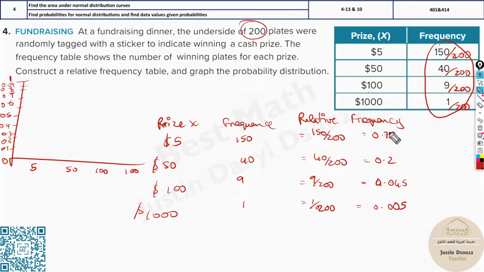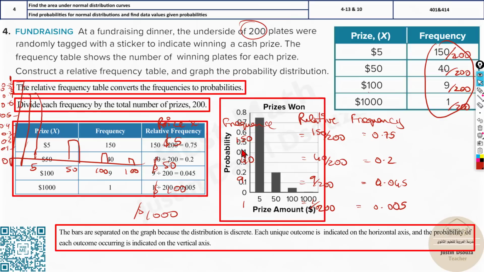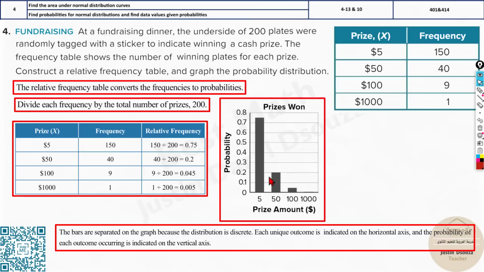Now, 0.75 is where? At $5, somewhere over here, and you need to draw a bar graph like that. And 0.2 is for 50, somewhere over here. This is 0.045, and lastly a very, very small bar. So that would be the answer, the probability distribution. Let me clear it off. This is more accurate: for $5 it was 0.75, whereas for 50 it's 0.2, 0.045 was for 100, and 0.005 is for 1000.